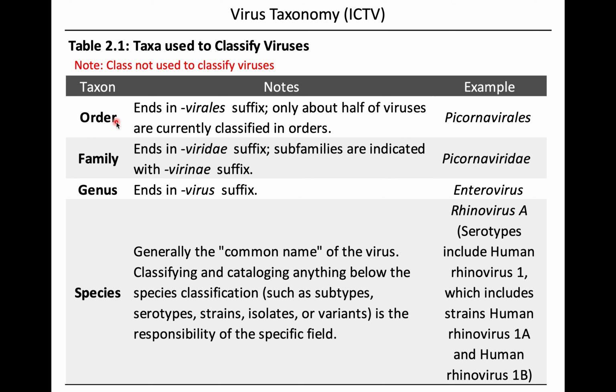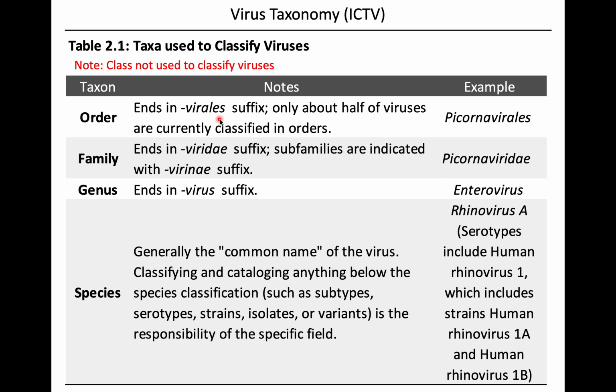We do see some familiar taxonomic terms being used: order, family, genus, species. But it's worth noting that for viruses, order is the most broad classification. So we don't use class at all. So order would be the biggest umbrella down to an individual species.